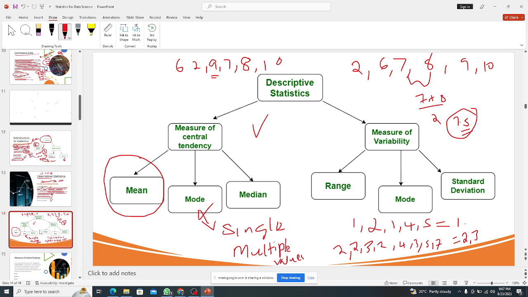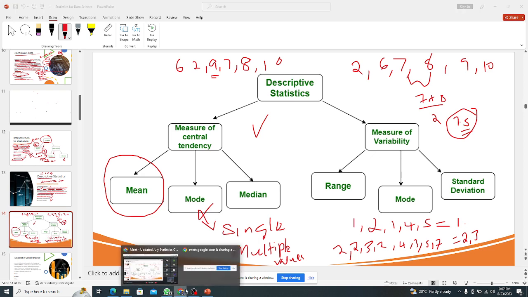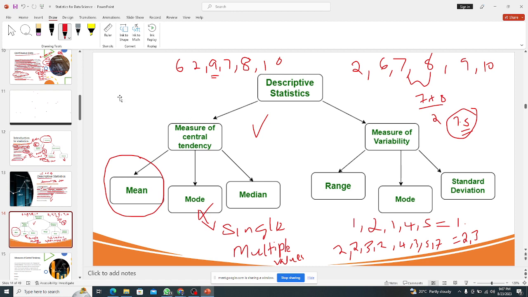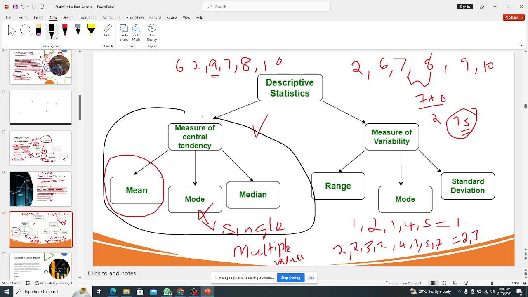I guess now you got the concept. Is the concept up to that point clear? Yes. Cool, good. All right. Now let's go and see the next topic. In fact, I'm done with measures of central tendency.